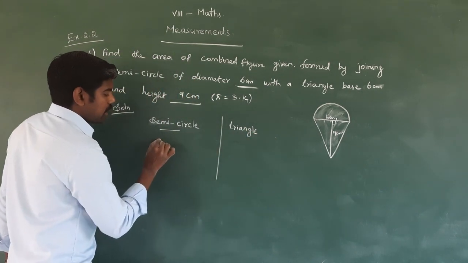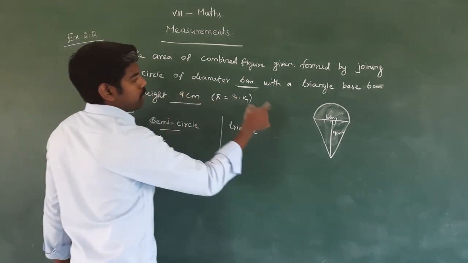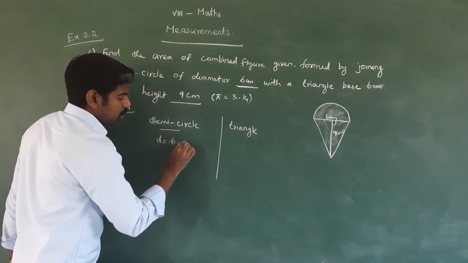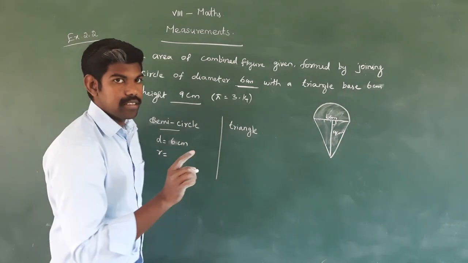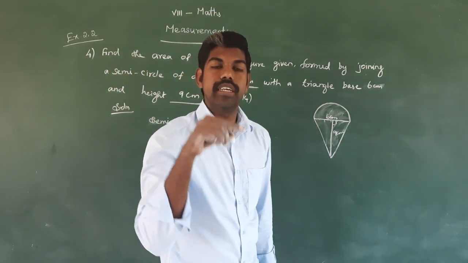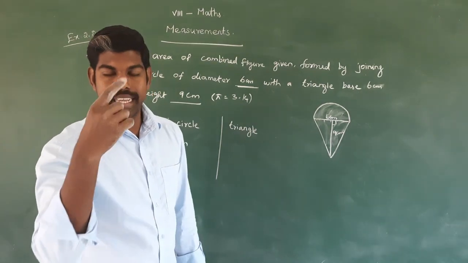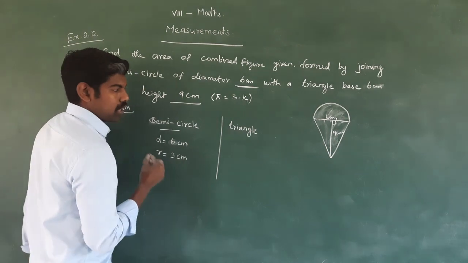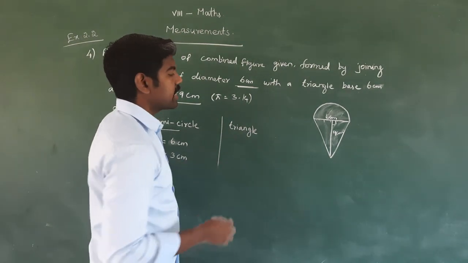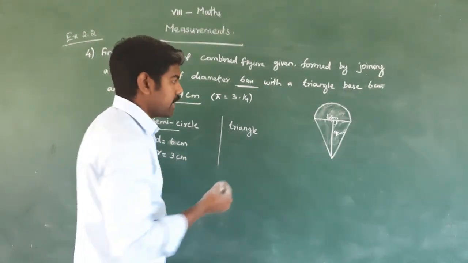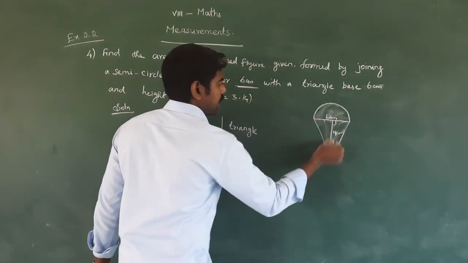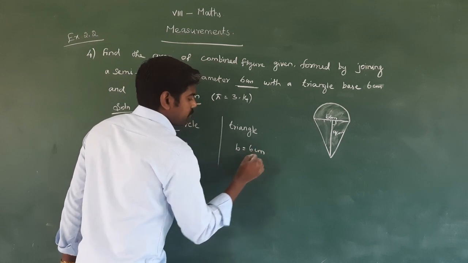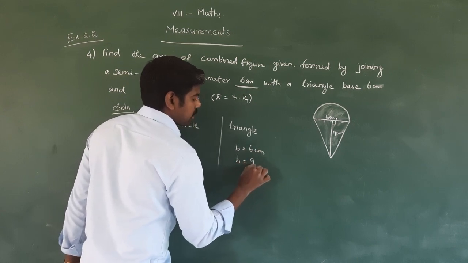The semicircle diameter is given as 6 centimeter. So what is the radius? Diameter is equal to 2r, so radius is equal to diameter divided by 2. 6 divided by 2 is 3 centimeter. Next, the triangle. In a triangle, base and height are there. Here the base is equal to 6 centimeter and the height is equal to 9 centimeter.